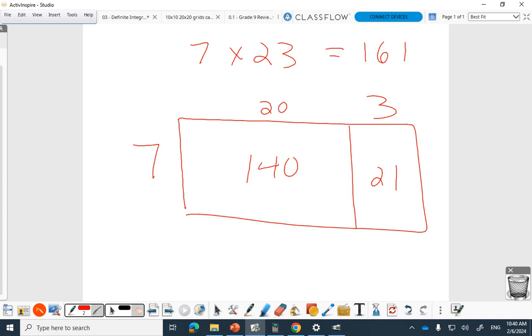But what's actually happening? I didn't do 7 times 23. I did 7 times 20 plus 3. And what I said was I could take this 7 and multiply it by the 20 to get 140. Then I could take the 7 and multiply it by the 3 and add those two answers together. That's what the distributive property is saying.